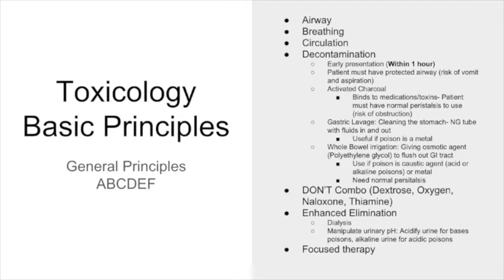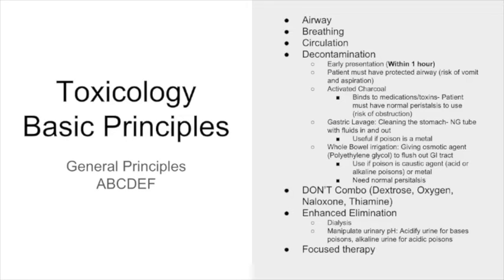Whole bowel irrigation is useful if the poison is a caustic agent, that means if it's acidic or alkaline, or the poison is metal. You also need normal peristalsis because when you're giving this osmotic agent, it's going to go through the whole GI tract and be excreted in the feces. So you can have obstruction if a patient doesn't have normal peristalsis. So these are the three methods of decontamination.